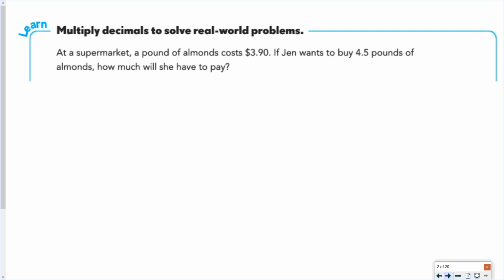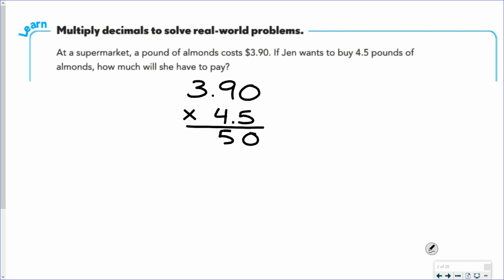times 5. Well, we're not spending $4, we're spending $3.90. So we're going to take $3.90, which is the cost, and we're going to multiply it by the number of pounds, which we don't have 5. We have 4.5, so we're going to multiply those together. 5 times 0 is 0, 5 times 9 is 45, 5 times 3 is 15, plus 4 is 19. We're going to start the second line with a 0. 4 times 0 is 0, 4 times 9 is 36. 4 times 3 is 12, plus 3 is 15. We're going to add those together.